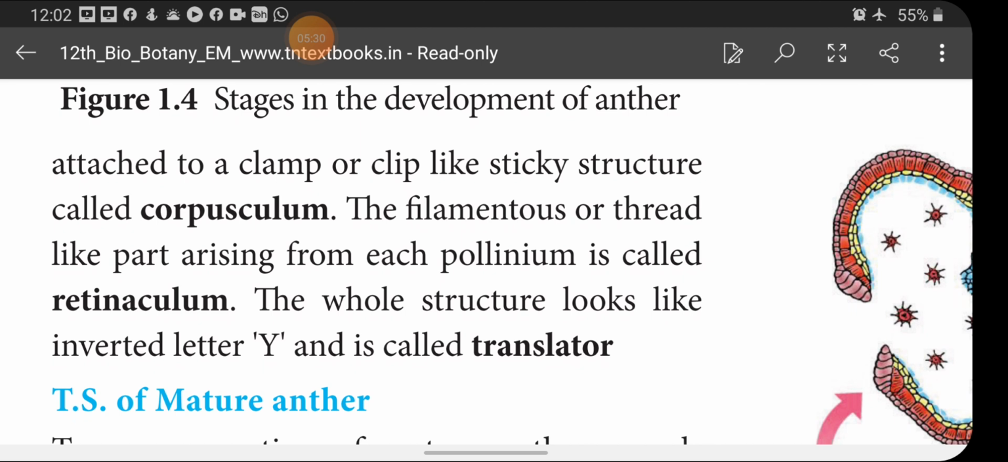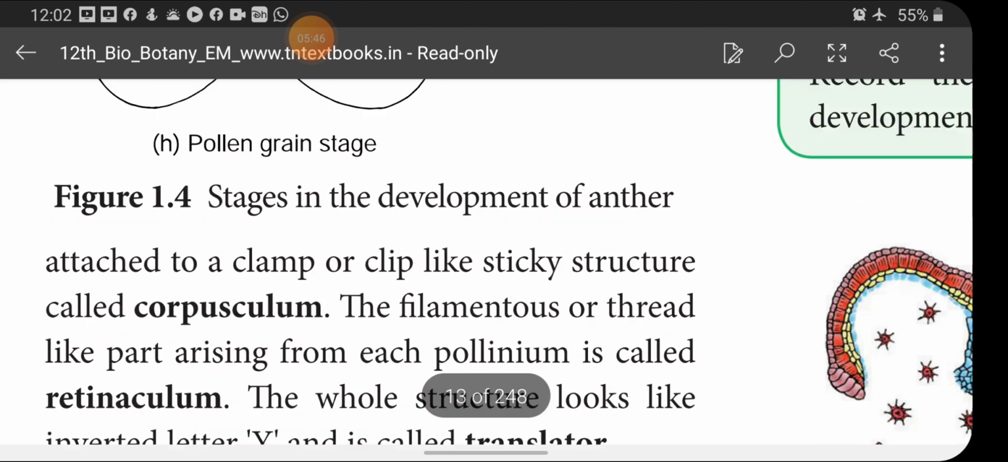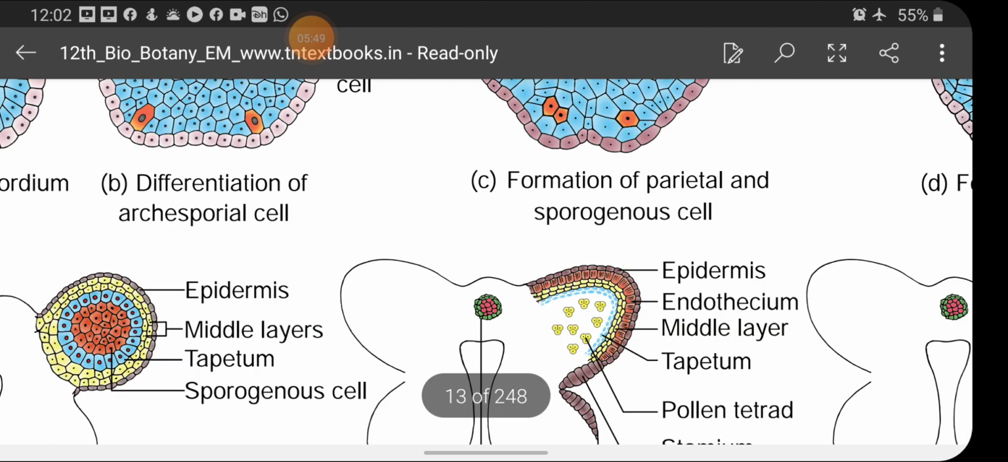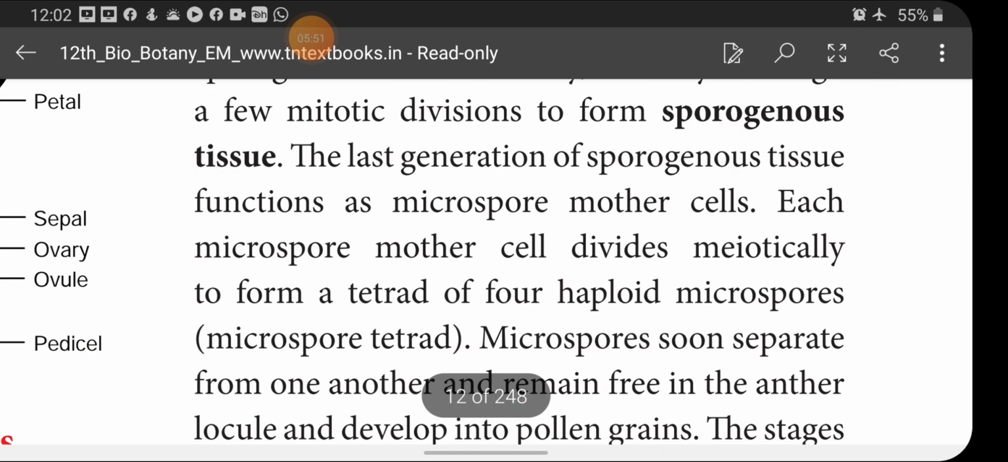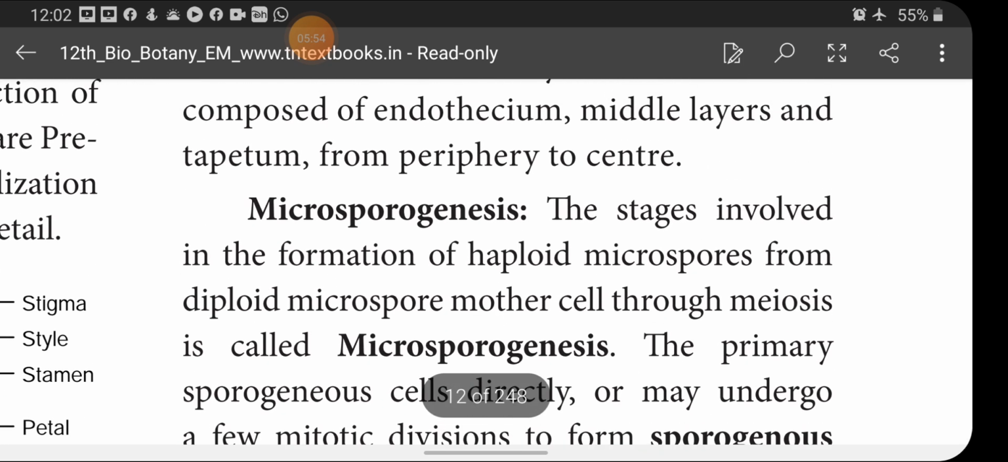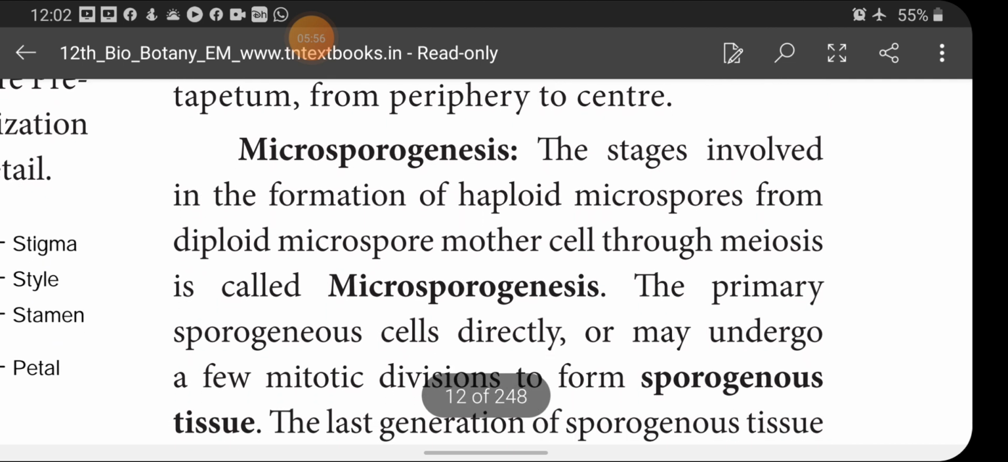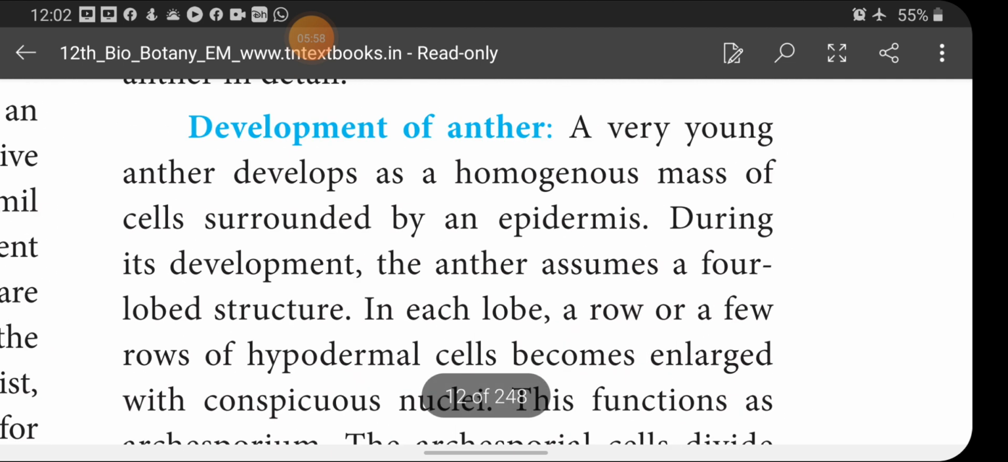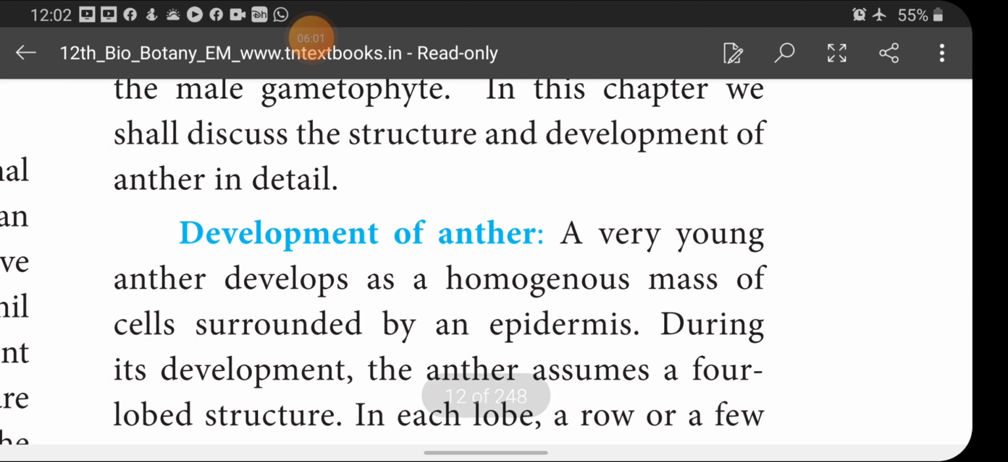So this is what I have completed today, children, and tomorrow I'll continue with the TS of mature anther. Today's homework is development of microsporangia and microsporogenesis. This is a 5 mark question with diagram. Please refer to the diagram and go through it. You will get the answer easily. Microsporogenesis and development of anther, this is today's homework. Complete it and send it to me.